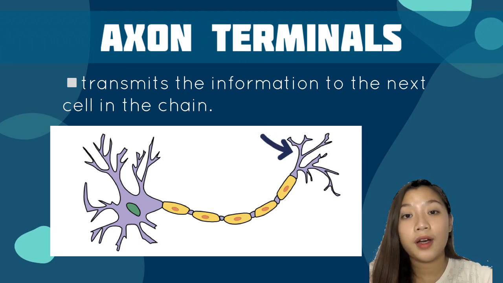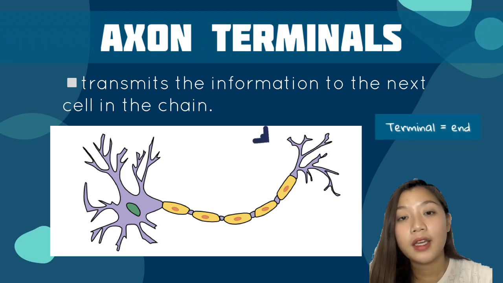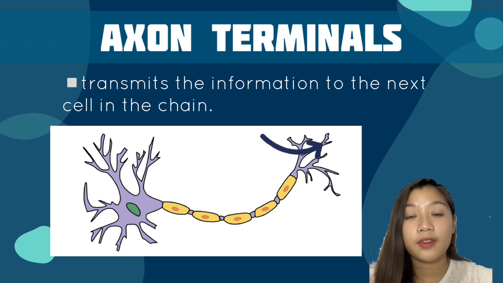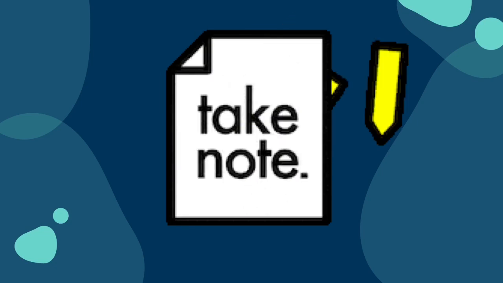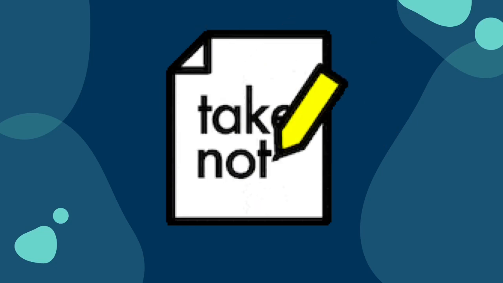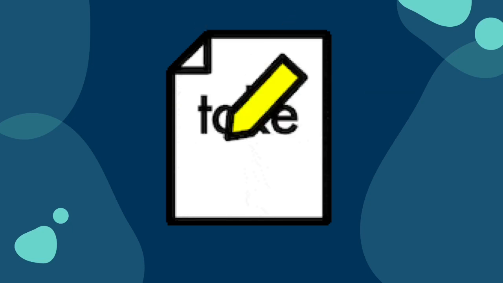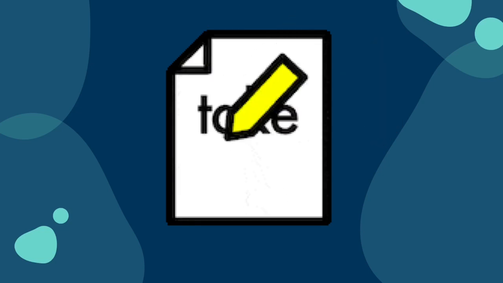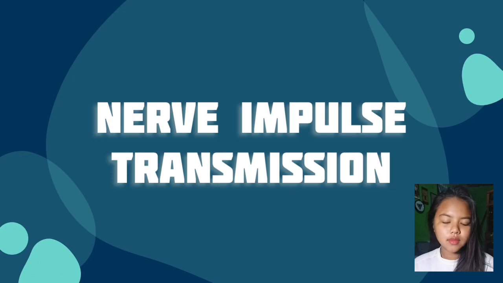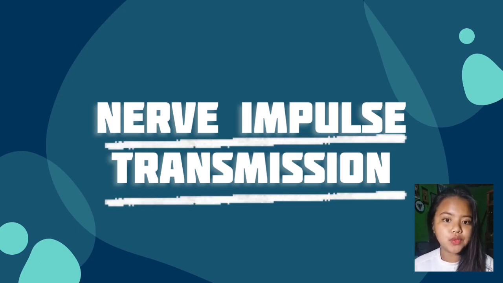The last one is the axon terminal, which transmits the information to the next cell in the chain. For more information again, a bundle of axons traveling together is called a nerve. Nerves can be very long, as they often need to transmit information over long distances. So now let's move on to our main topic, which is nerve impulse transmission.